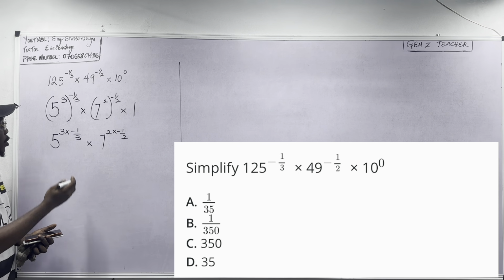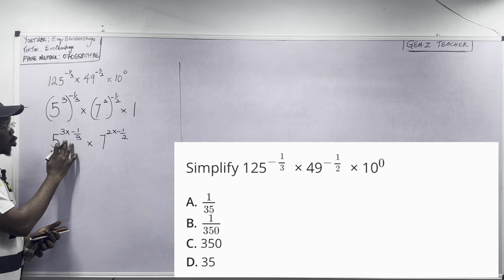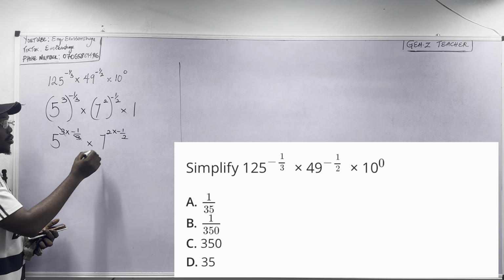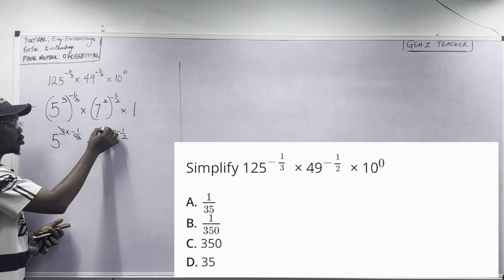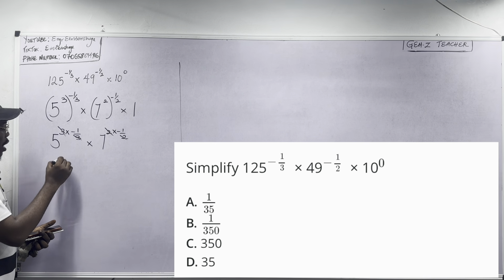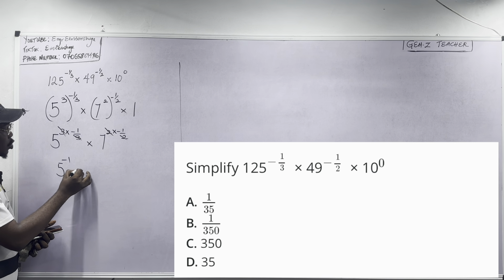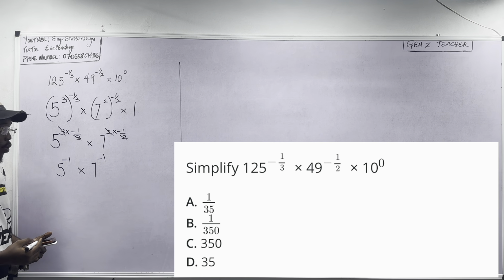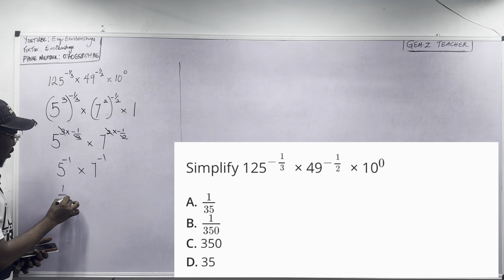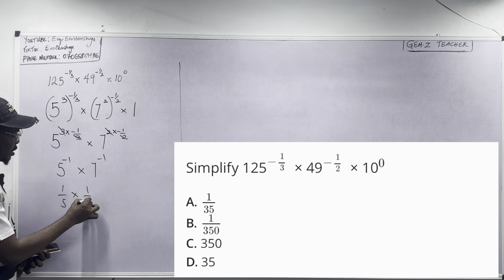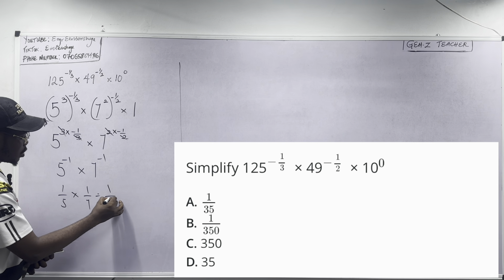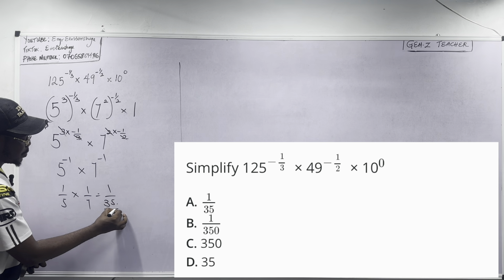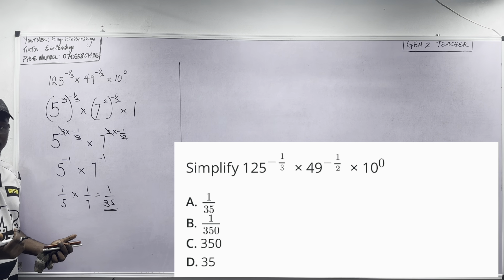Now quickly you can cancel out what you have on top and bottom. So 3 takes out 3, or call it the base. So 2 takes out 2. We have 5 raised to the power minus 1 times 7 raised to the power minus 1. Then you apply the inverse law. So this becomes 1 over 5 times 1 over 7, and that gives you 1 over 35. So this becomes the answer to this question.